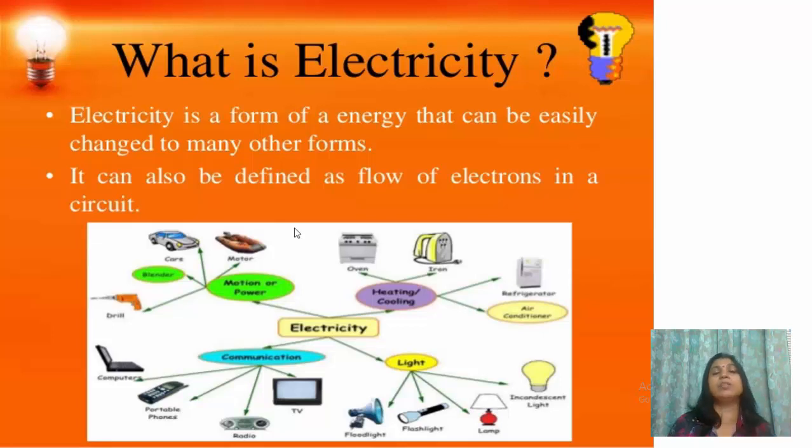That means electrical energy can be converted into light energy, as in the case of floodlight, flashlight, lamp, incandescent light, etc. And electricity can be used for motion or power, as in the case of motor, drill, blender, cars, etc. There are so many uses of electricity.